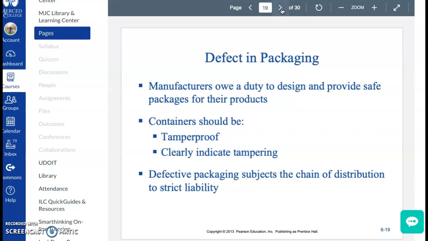Defect in packaging is another. So if the container should in fact be tamper-proof, and it should show if it was in fact tampered with. So that's why we see seals on milk, seals on juices. You can tell if somebody opened it and drank out of it because of the tamper. It would be clearly shown by the lid being off.